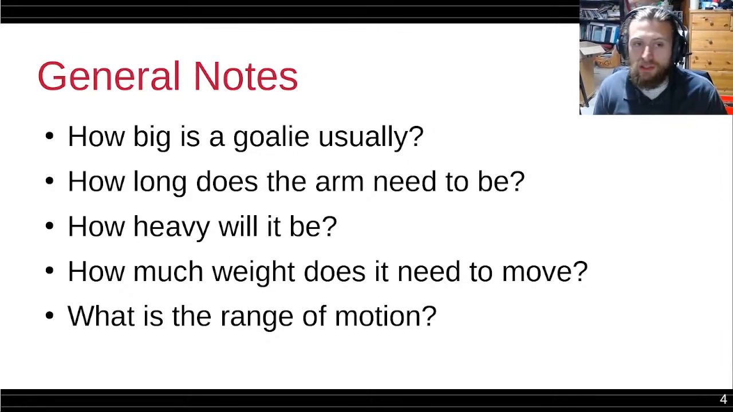So how much weight does it need to move and how heavy will it be? Those are kind of the same question. In total, it's going to be about 10, 15 kilograms. We're going to say 10. And then what is the range of motion? So we're going to say the range of motion is about 180 degrees.